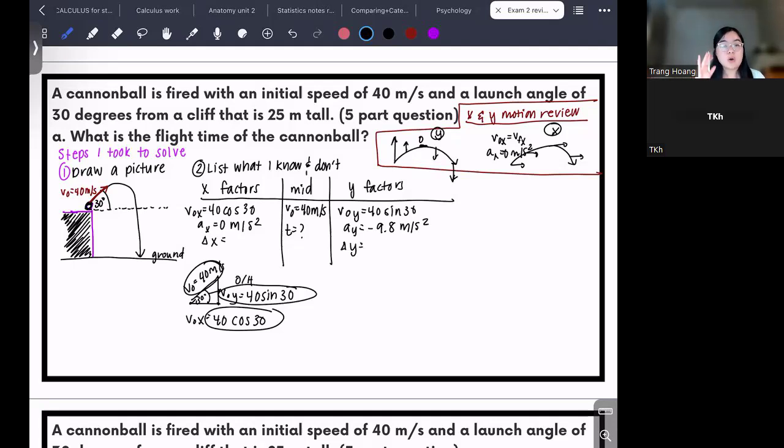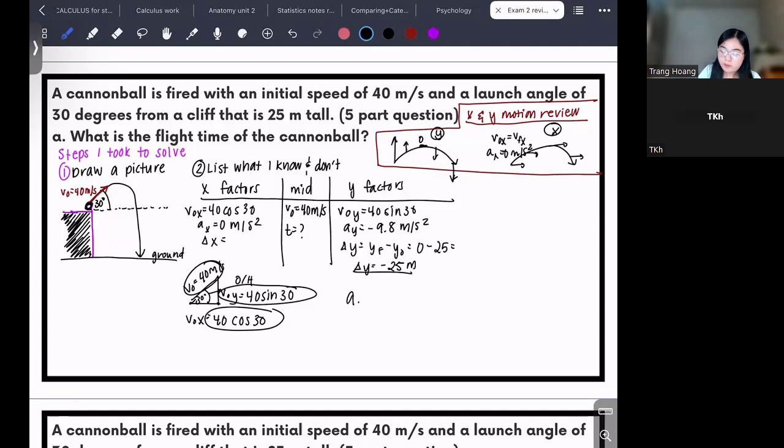But you always remember that change in y is going to be equal to y final minus y initial. In this case, y final is going to be at the floor, so it's going to be 0 minus what we started off at, which was 25 meters. So change in y is actually going to be negative 25 meters. That's just something to keep in your head. So let's finally solve our problem, now that we have everything laid out.